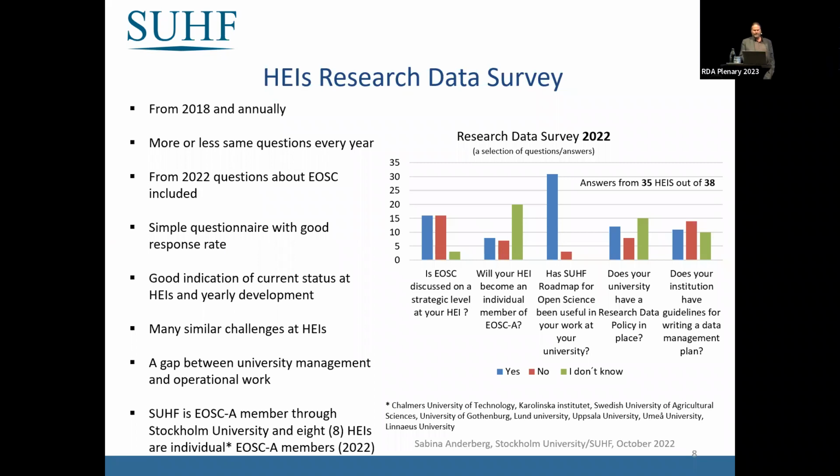So we have had a research data survey now since 2018 and looked at what's happening in research data in Sweden. And rather interesting is the discussion on the strategic level at the university management level. Half of the answers say that no, there is no discussion on the strategic level. And I think that is really needed to get things moving. So it is a gap between university management and the operational work, and it shouldn't be that. So we have to improve it in Sweden.